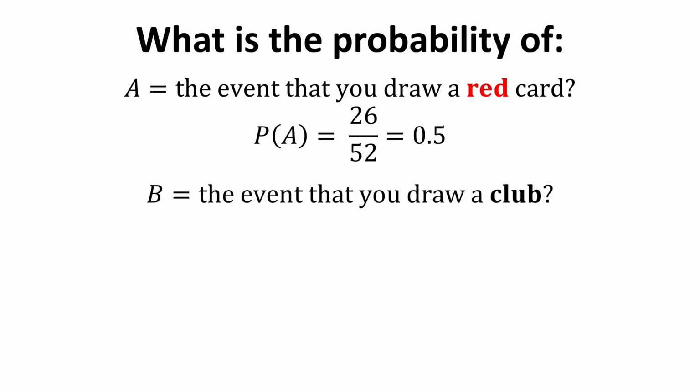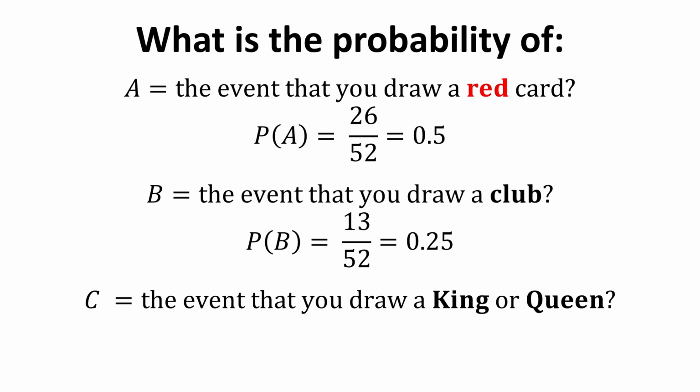Event B, the event that you draw a club. What is the probability when you take one card at random from a deck of cards that you draw a club? Just pause the video, do the calculation, and then resume. So the probability that you draw a club, there are 13 clubs in the deck out of 52 cards in total, and so the probability is 25%.